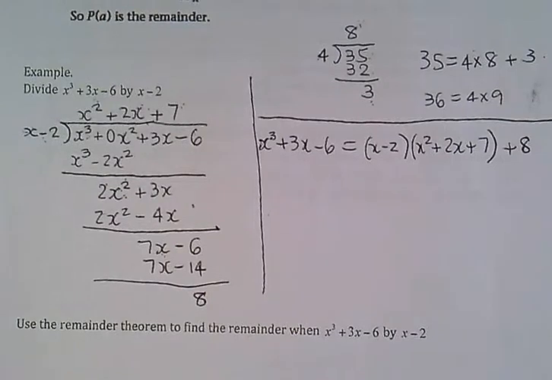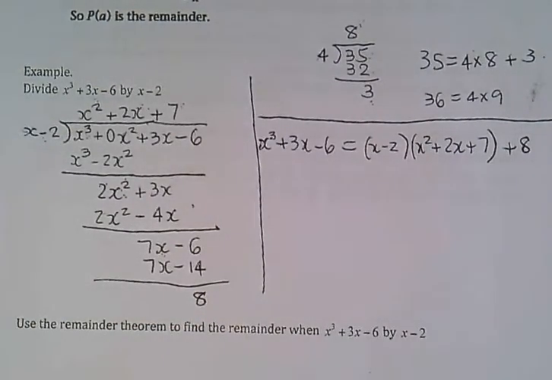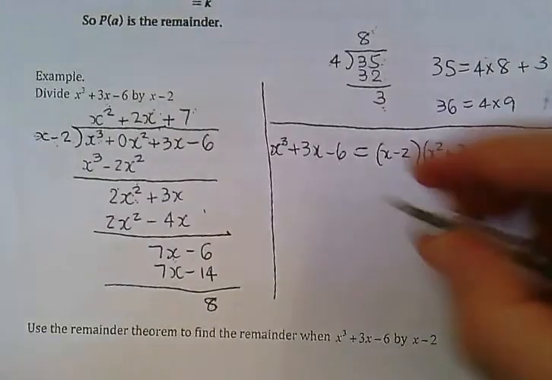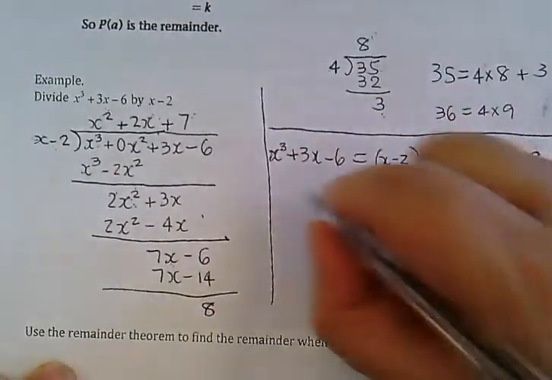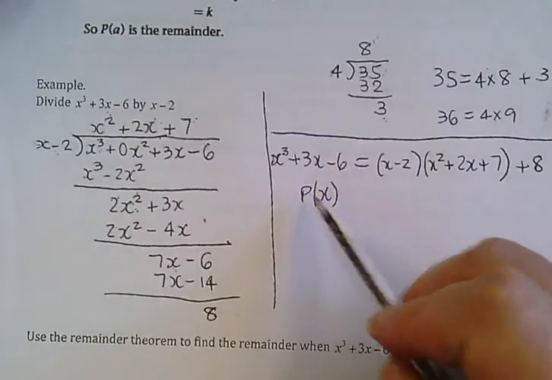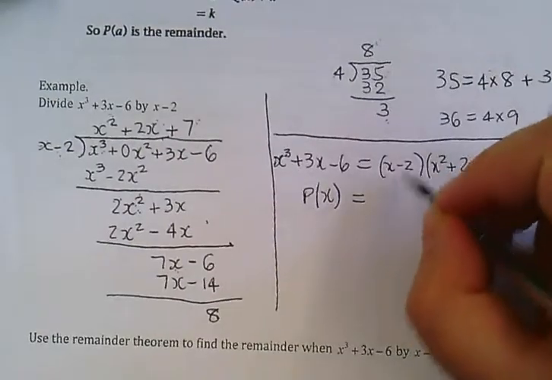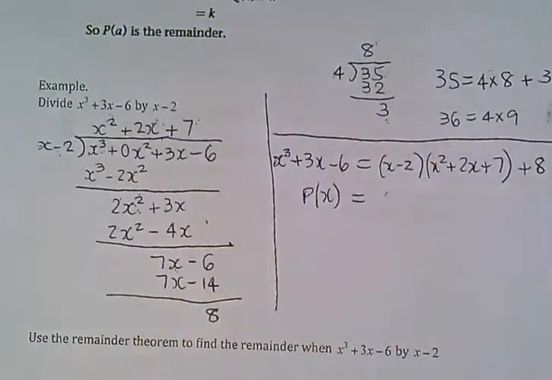I can work out that remainder by doing that long division, or I can work out the remainder by using the remainder theorem. See how my remainder is 8? Always, your original polynomial is your polynomial in x, all right? This, your x minus a, that's your divisor.